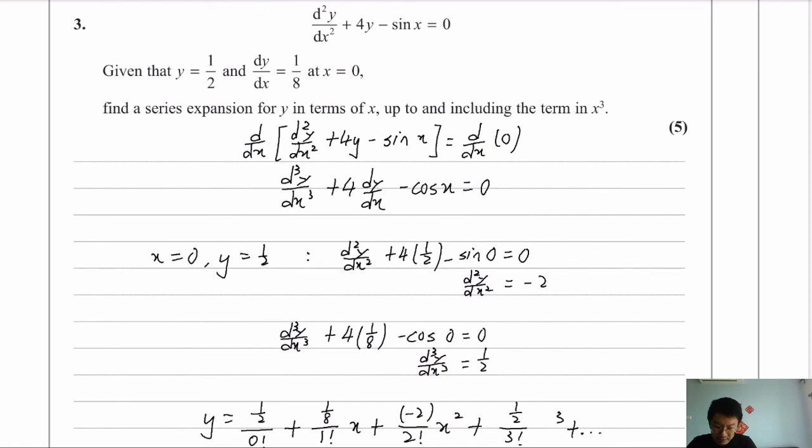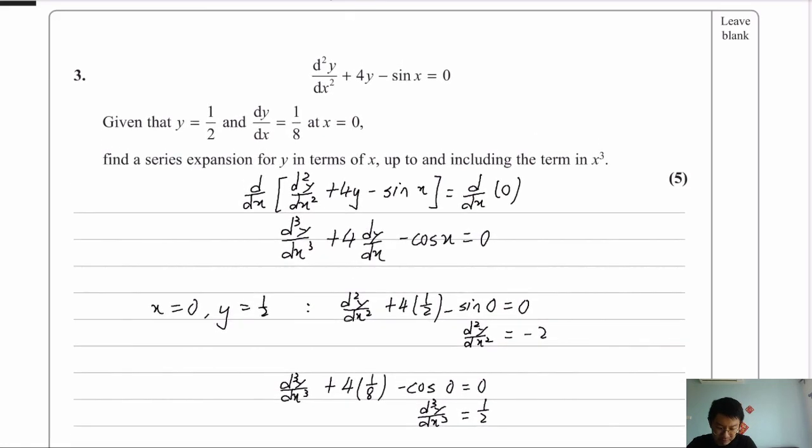Let's just look at the last one. The last one is even simpler. We have d squared y dx squared plus 4y minus sine x. We have to find the terms up to the x cube term, so we just have to differentiate one more round from that. Differentiating this is not difficult at all. It's rather simple, because for all the terms here there is no product rule or quotient rule involved. So basically everything is quite simple.